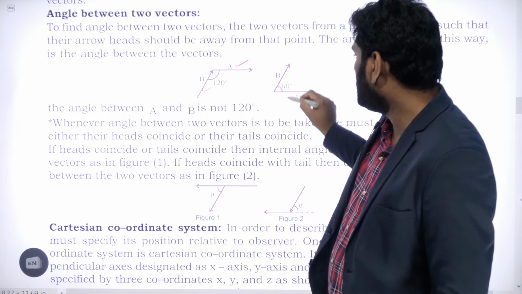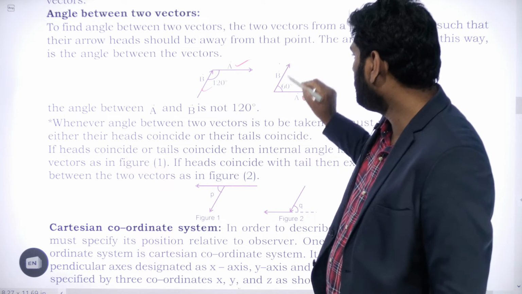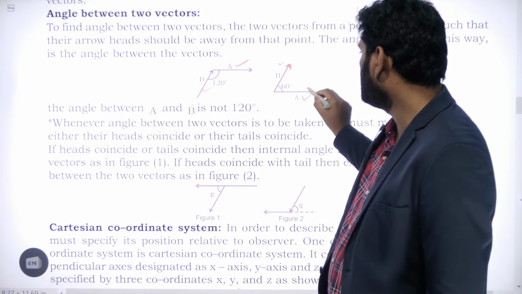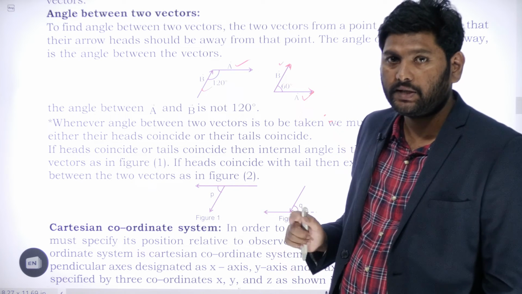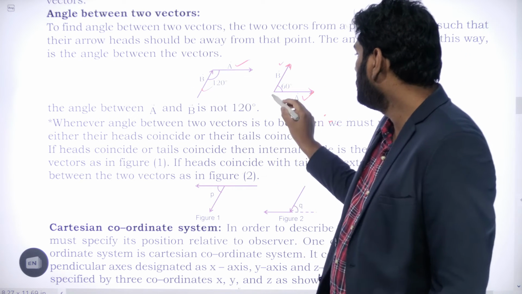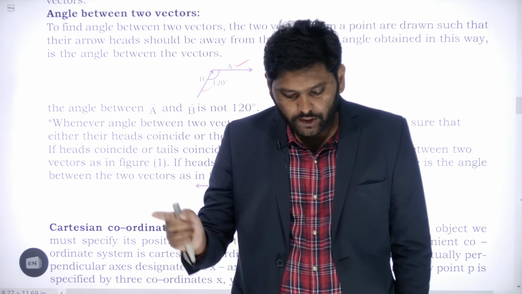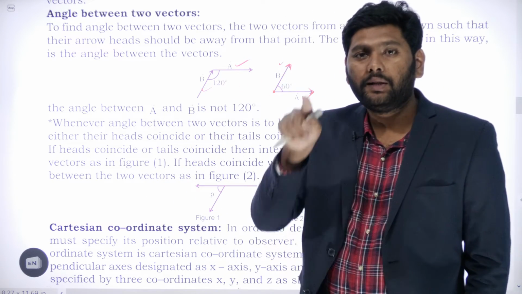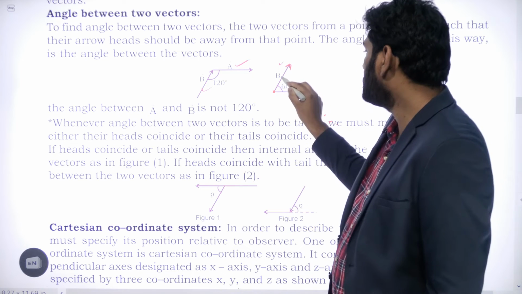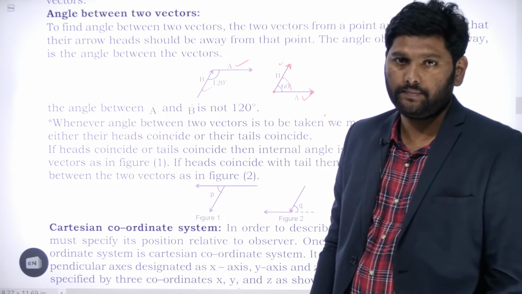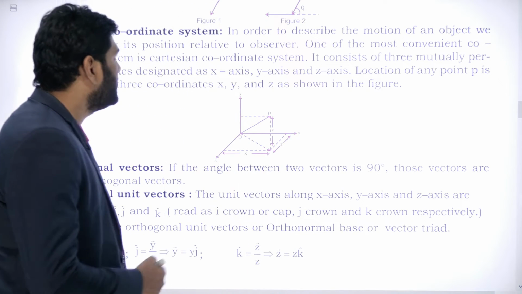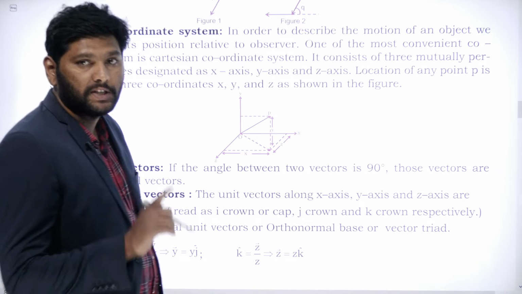Look here, this is vector A and vector B. This is called the head, this is the head of the second vector. And now this is the joining of the tails of the two vectors. When the two tails are joining, you must consider the inner angle as the angle between the vectors. Now we are talking about the Cartesian coordinate system.